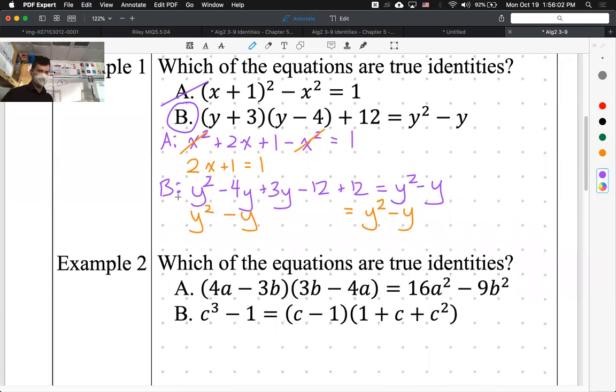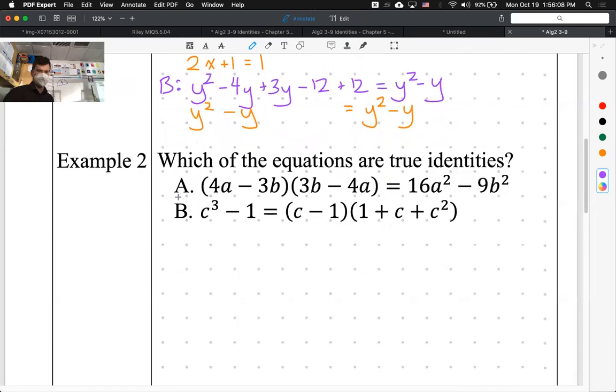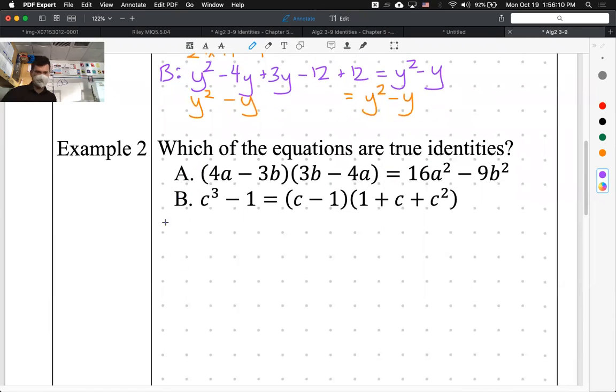Let's try another one. Example number 2. Which of the following equations are true identities? All right, let's work on A first. Before we even move on too far, let's just eyeball it, right? I have 4a minus 3b, 3b minus 4a. If you remember our trick about factoring out a negative 1 to switch the order of these, maybe you can see it right now.